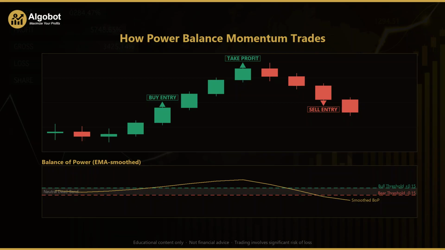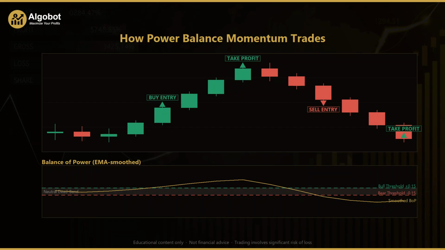Here the stop and target mirror the long side exactly. The stop loss sits above the entry at 2 times the ATR, and the take profit sits below at 3 times the ATR. From there, follow the short trade down. The next candles keep making lower highs and lower lows, closing near their lows, and the smooth balance of power line stays pinned below the negative threshold, showing sellers remain in charge. Price slides down toward the short target, and on the final candles it reaches it.